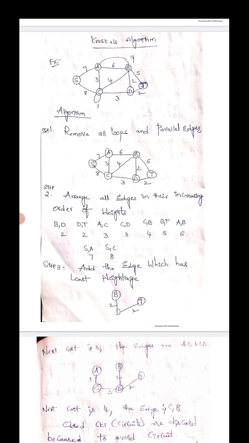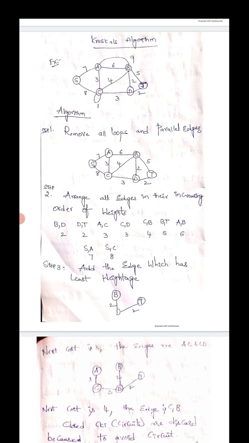In this diagram, we have the vertices S, A, B, C, D, and T. Now see, the first step says to remove all loops. The loop at C will be eliminated, and then the parallel edges. Here we look at A to B. A to B is 6, and A to B is also 9. This is nothing but a parallel edge.